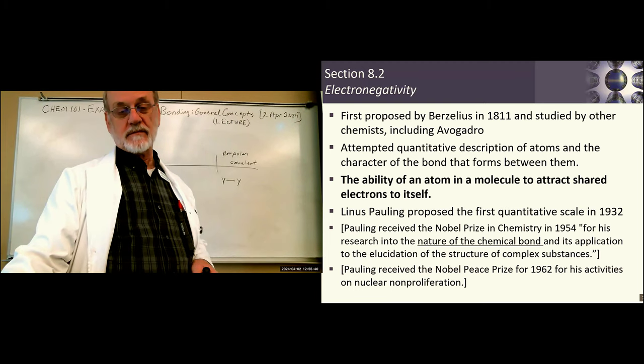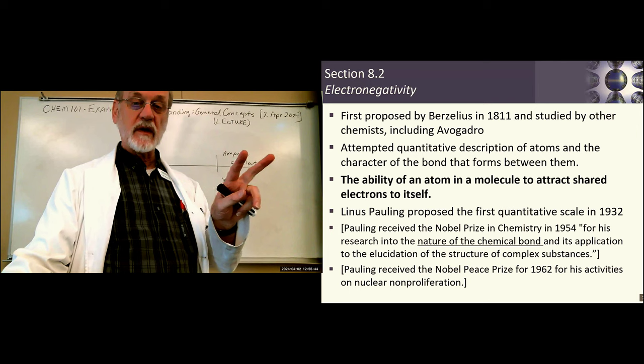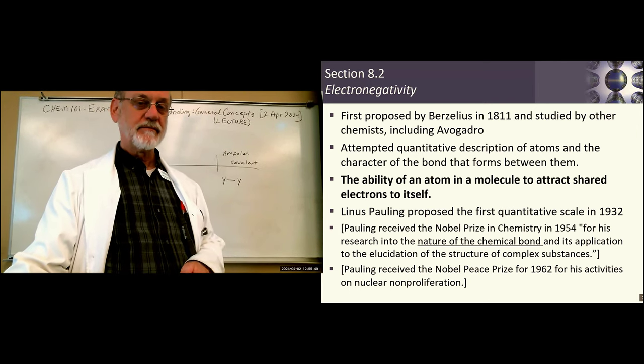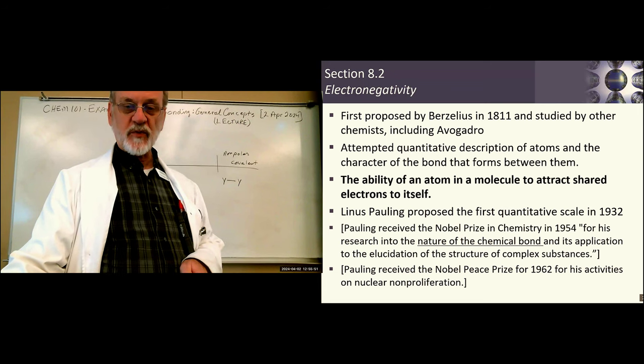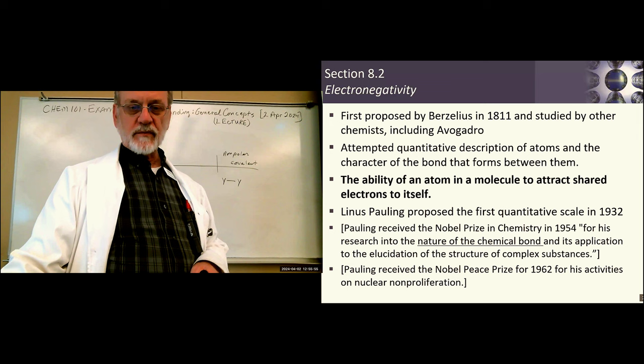He's one of the few recipients of the Nobel Prize who actually won two of them in two different categories. He got the Nobel Peace Prize in 62. He was against nuclear proliferation.